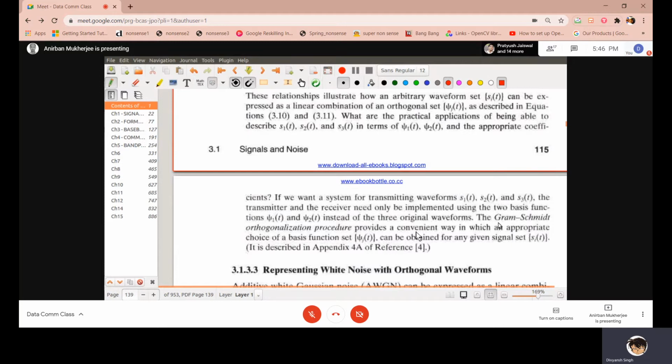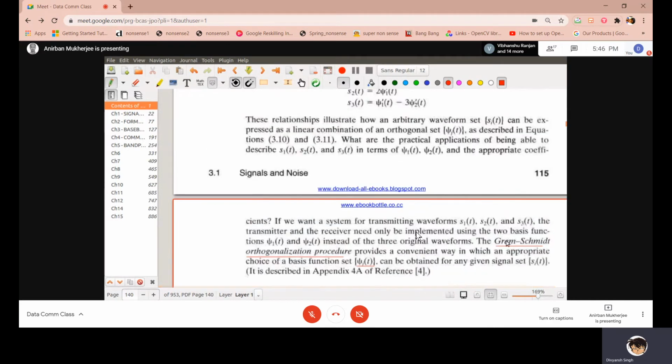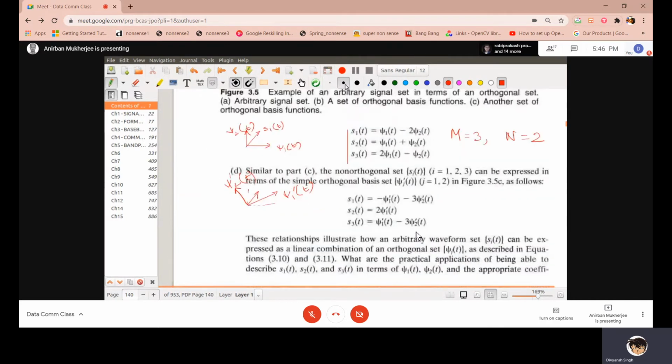Okay. So that means that the Gram-Schmidt orthogonalization is possible. Please note this one. The Gram-Schmidt orthogonalization procedure provides a convenient way in which an appropriate choice of basis functions psi jt can be obtained for any given signal set. That means I have given you S1, S2, S3, and you will get psi 1t, psi 2t. Okay. So this is basically Gram-Schmidt.